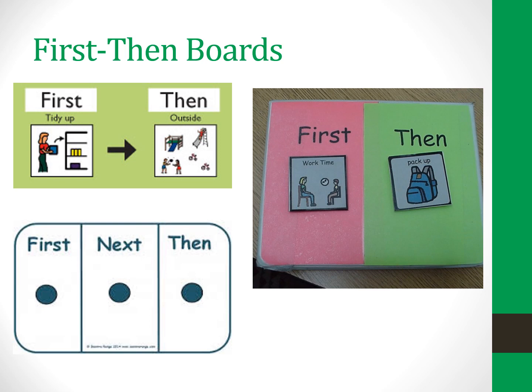This can be used for chores. First we tidy up, then you get to play outside. First work time, then we get to pack up and go home. You can see a classroom example here. Sometimes if your kid is a little more sophisticated, we might use a first, next, then.